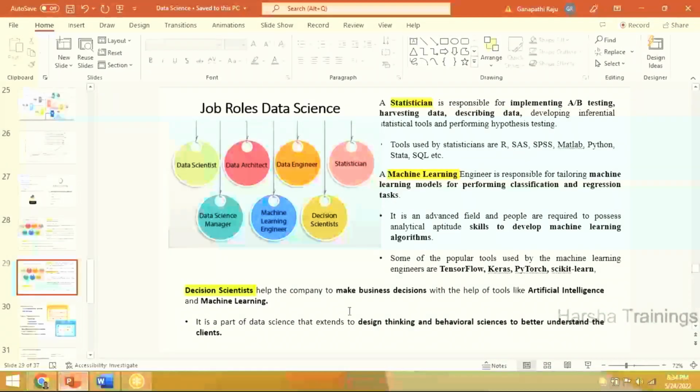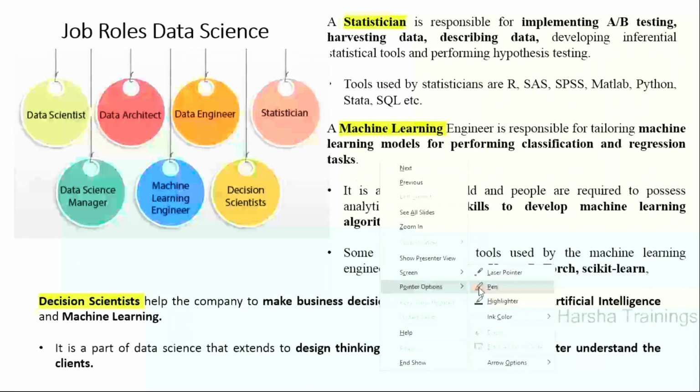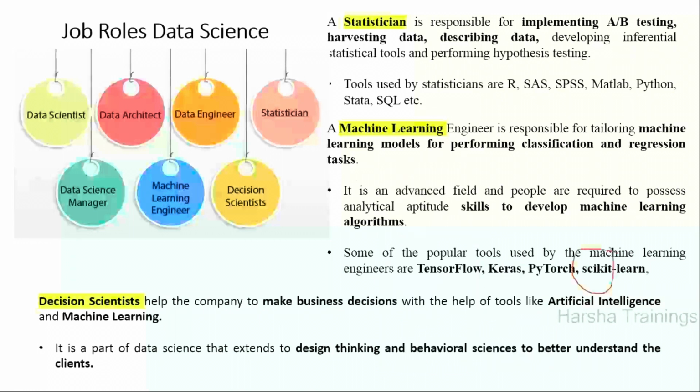Then some of the popular tools, such as TensorFlow, Keras, PyTorch, scikit-learn, are libraries you should be familiar with. If you want to work with text, you will go for scikit-learn. If you want to work with audio and video files, you will go for deep learning, using TensorFlow and Keras.